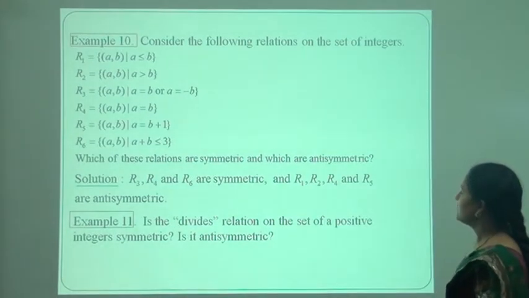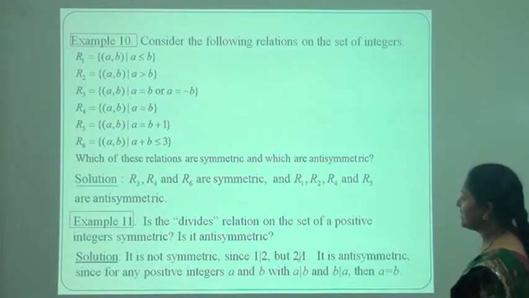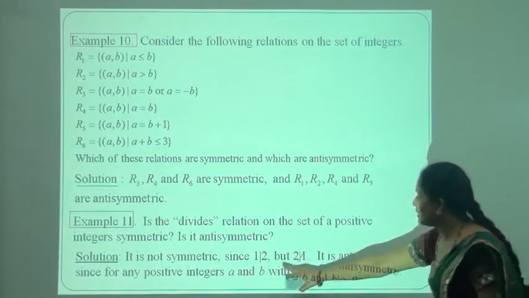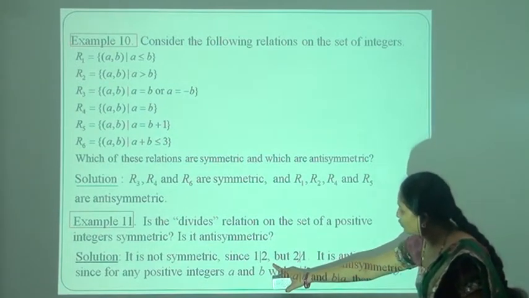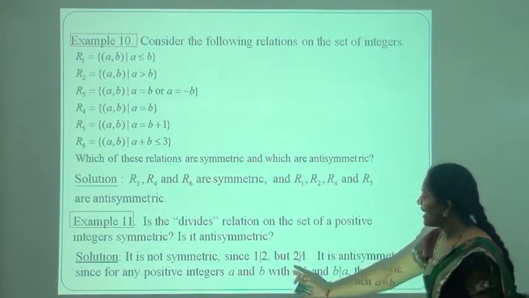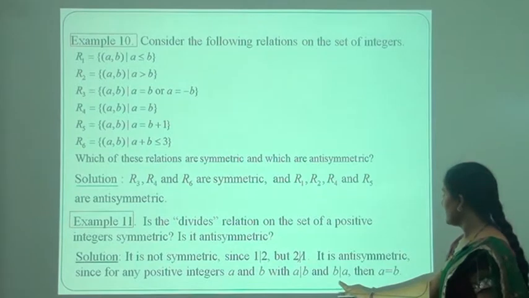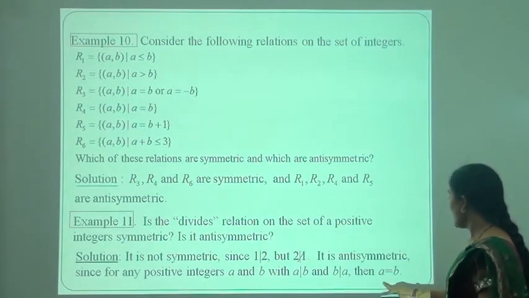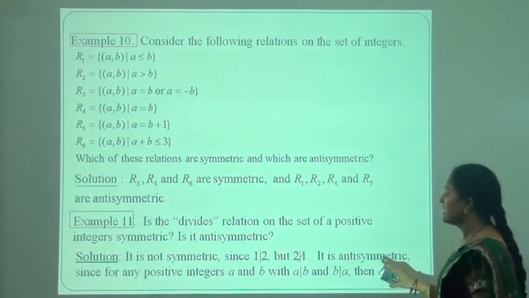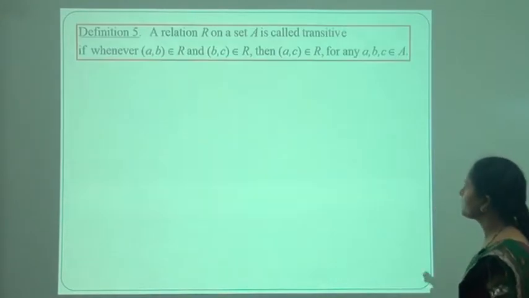Example next. Is the divides relation on the set of positive integers symmetric? It is antisymmetric. It is not symmetric since 1 divides 2, but 2 doesn't divide 1. It is antisymmetric since for any positive integers a and b, with a divides b and b divides a, then a equals b. It's a special case: only if a equals b do the conditions hold vice versa.